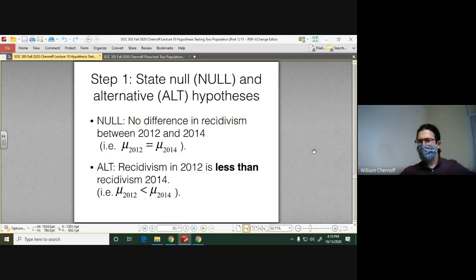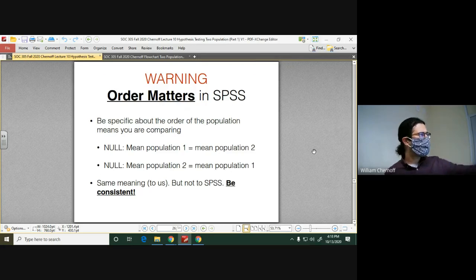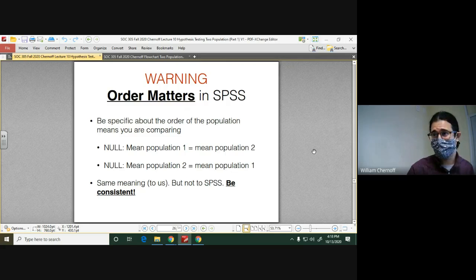But based off of our experience with the juvenile court, maybe we think that this is going to change things. The youth are going to be better off now that they have more resources available to them. And maybe that they're going to be better off now that they're going to be treated in the community. So our alternative hypothesis here is that recidivism in 2012 is going to be less than recidivism in 2014. Again, the order of our claims is really important. It's going to be really important when it comes to putting the data into SPSS and getting correct results.